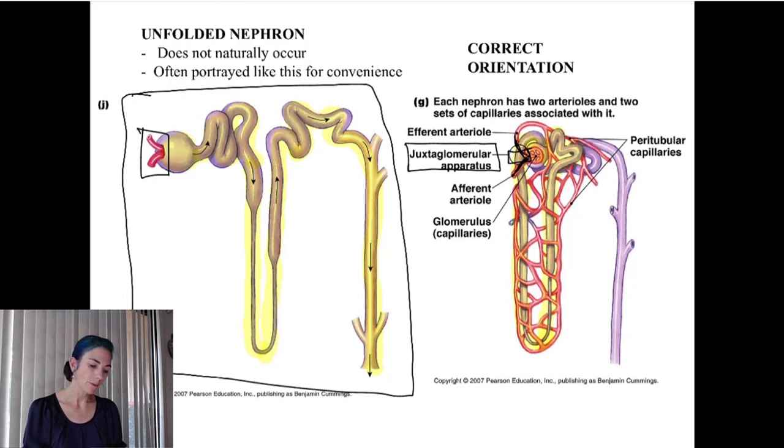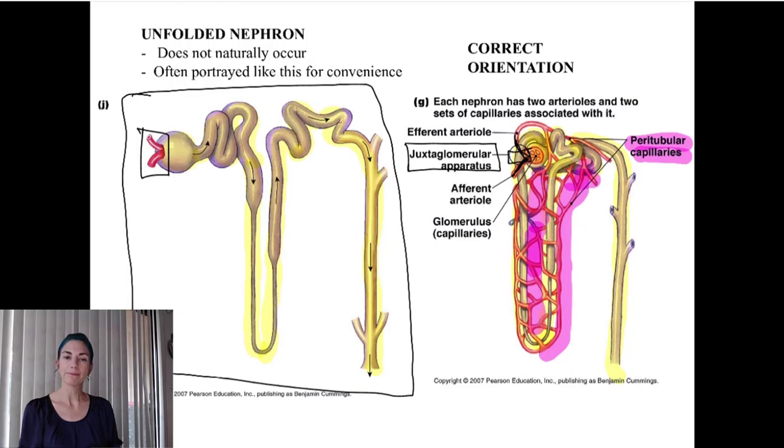So following this, we have our ascending loop of Henle, and then of course now we're going to go into the distal tubule, and then finally into our collecting duct. Now you might notice that the loops of Henle, the proximal tubule, and the distal tubule seem to be covered in these additional capillaries. Those are called the peritubular capillaries. Peri means like around or on the outside or by, so peritubular means around the tubes. So I'll use a different color to show all the peritubular capillaries. It's all of this stuff here. Those are all the peritubular capillaries.